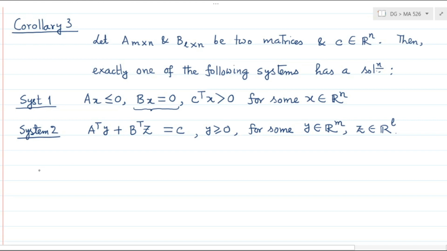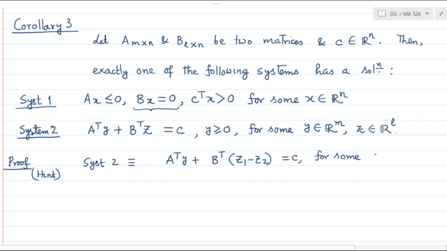Fine. Now, as a proof, let me write out the equivalent system corresponding to the system 2. System 2 is equivalent to, we note that we can write it in the following manner: A transpose Y plus B transpose Z, let me write it as Z1 minus Z2, and this is equal to C for some Y greater than or equal to 0 and Z1 greater than or equal to 0, Z2 greater than or equal to 0.